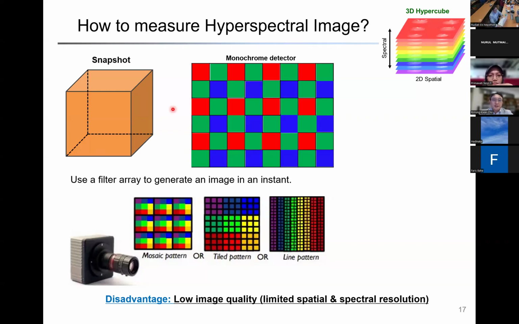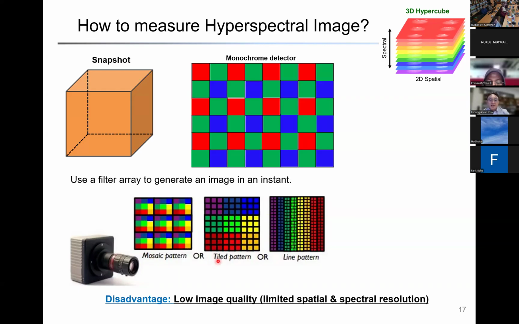So how do we measure hyperspectral images using snapshot? I already talked about RGB images, and also about increasing spectral wavelengths this way. Here 3 by 3, one pixel is 3 by 3 wavelengths, so a total of 9 wavelengths here. And again, this is also 3 by 3, so 9 wavelengths per pixel.